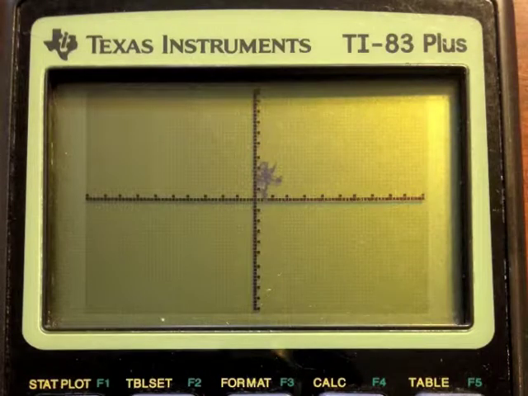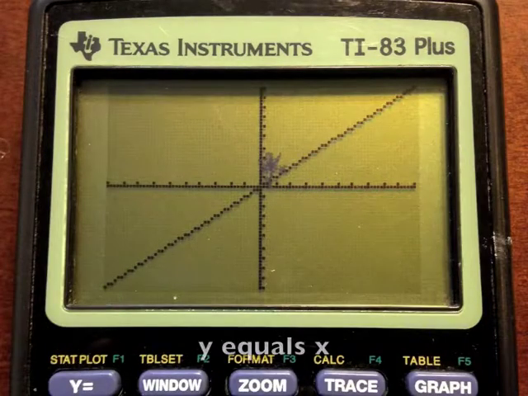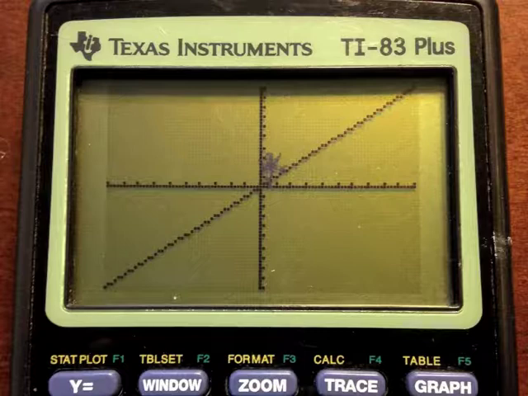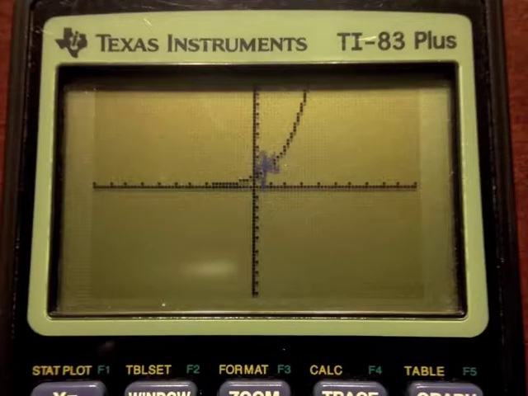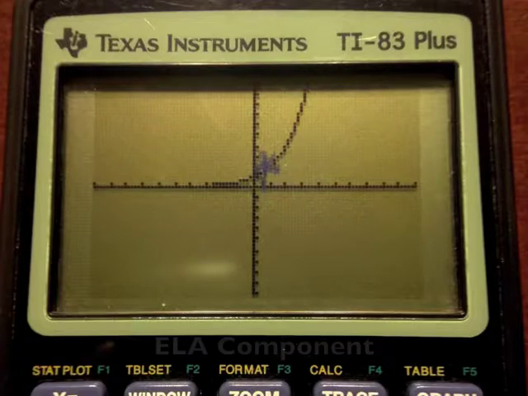There are 3 main types of functions that are used on a regular basis: linear, quadratic, and exponential. A linear function is where y equals x and the domain and range are both all real numbers. A quadratic function is where y equals x squared, the domain is all real numbers and the range is greater than or equal to 0. An exponential function is where y equals b to the x power, the domain is all real numbers and the range is greater than 0.